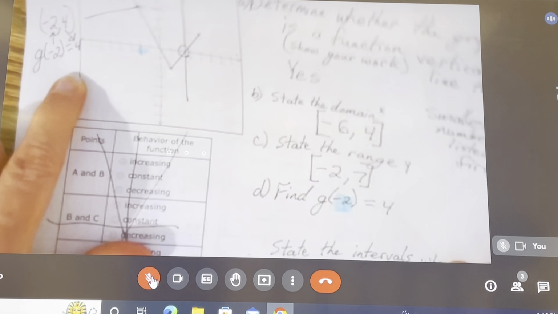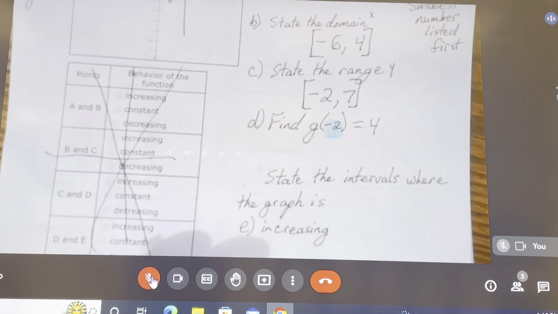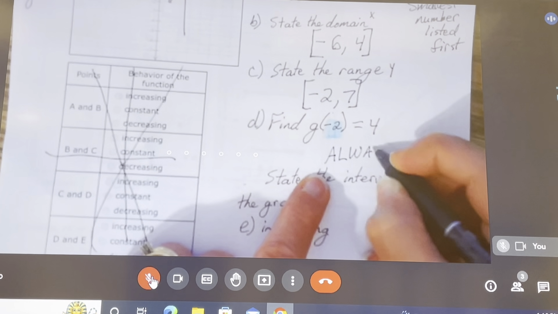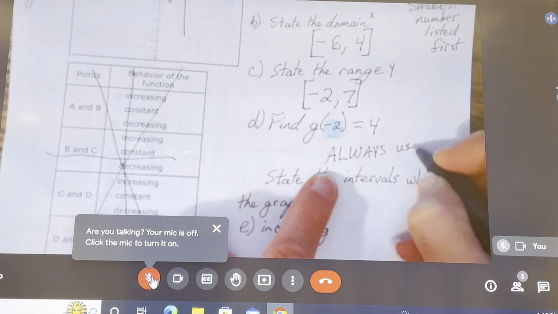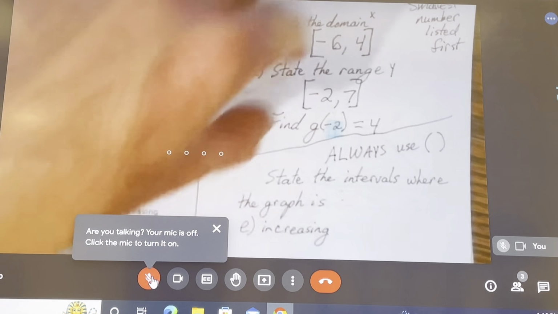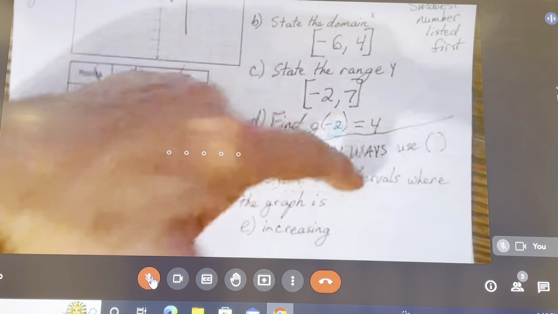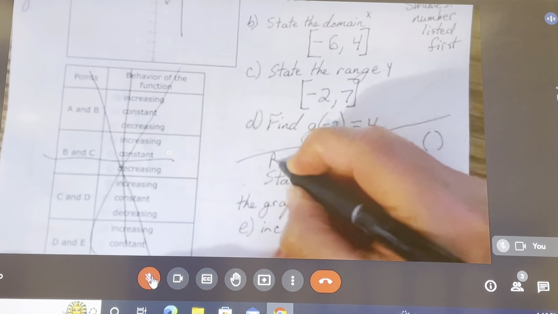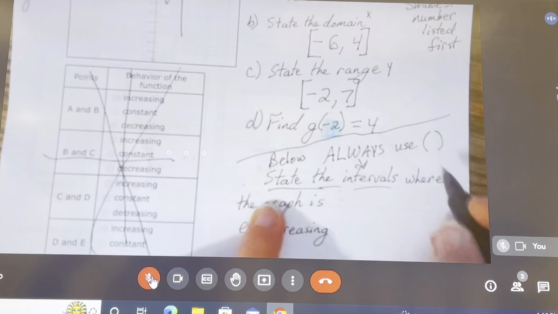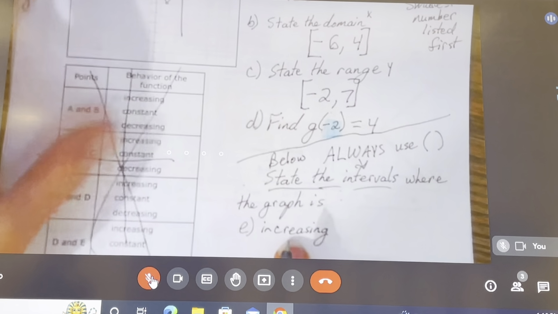Now it wants us to state the intervals where the graph is increasing, decreasing, constant. I am going to make a note here. Always, I'm going to scream it at you just like I did in class. Remember, always use parentheses for these down here. Up here I use whatever I need, parentheses or bracket, for domain and range. But below this, anything that's a stated interval, I'm always going to use parentheses because it's meant to be open intervals. So where is my graph increasing?